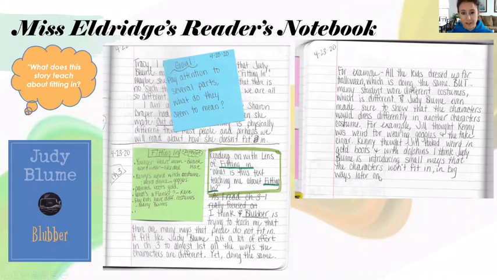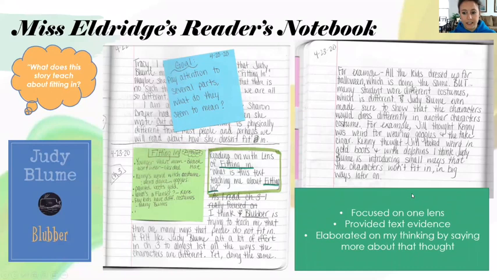So what you can notice that I did is that I focused on one lens, fitting in. I provided text evidence, for example, and I elaborated more on my thinking by saying more about that thought. I could have stopped right here and said, she's talking about being different. But I went on and I said more about that.